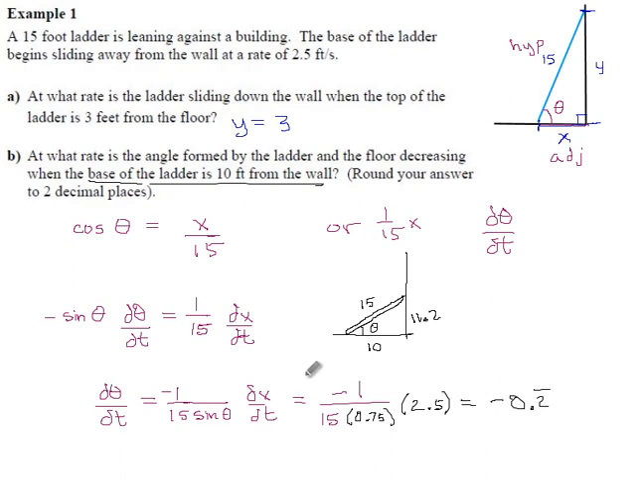And the units would be, it's d theta dt, so it's angle units over time units, so it would be radians per second. Angles are always in radians, not degrees, in calculus, unless we specifically say otherwise. So pretty much always radians.